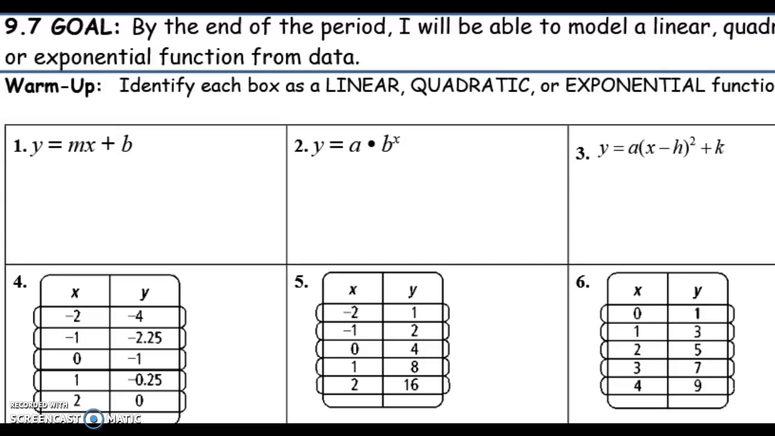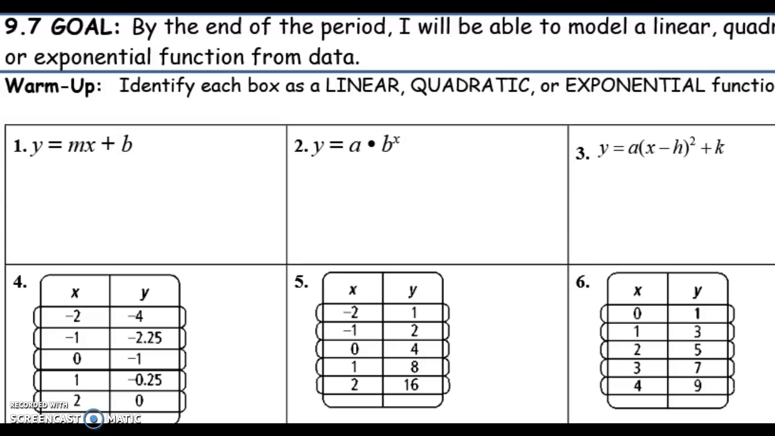When we take a look at numbers 4, 5, and 6, you see that we have tables, and in each example, the change in x is going up by 1 every time. What's happening to the y is a little bit different. In number 4, for example, y values go from -4 to -2.25 to -1 to -0.25 to 0. And that doesn't show any sort of pattern that we can tell.